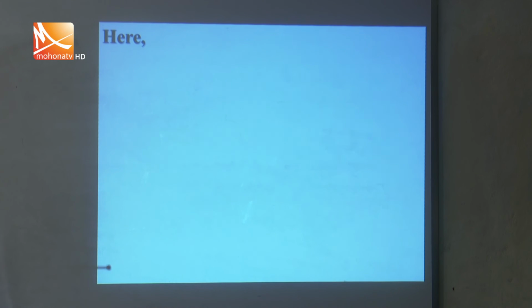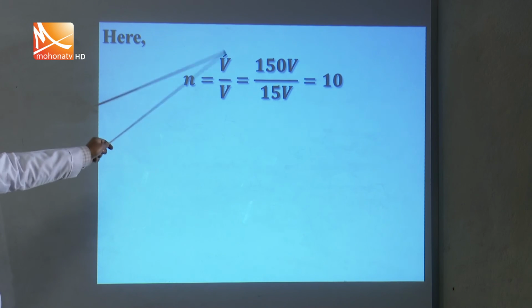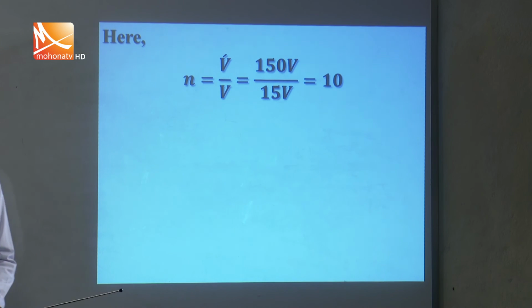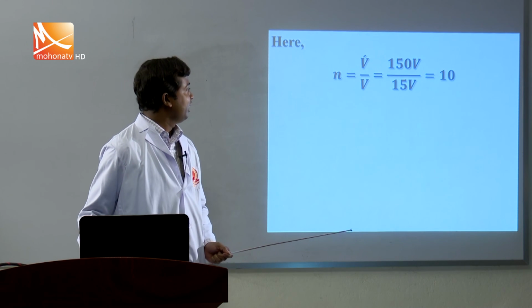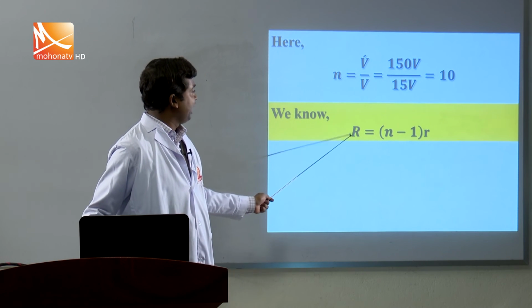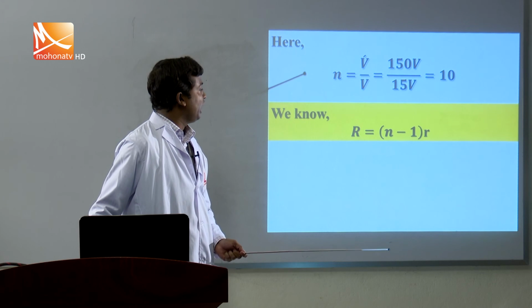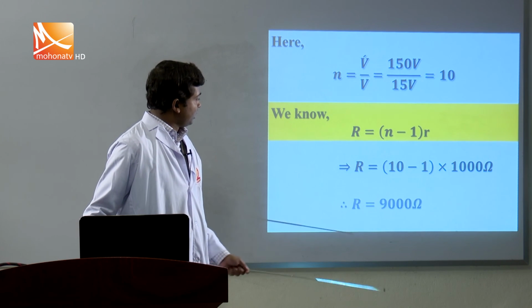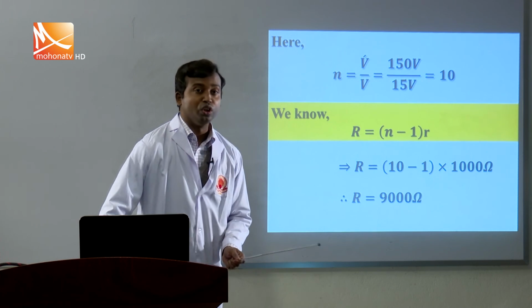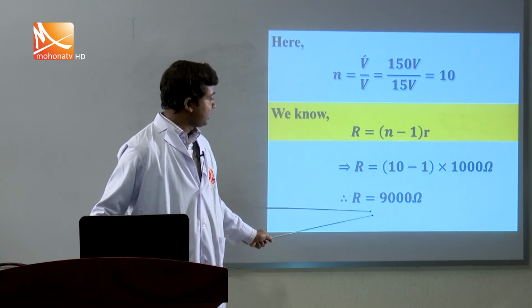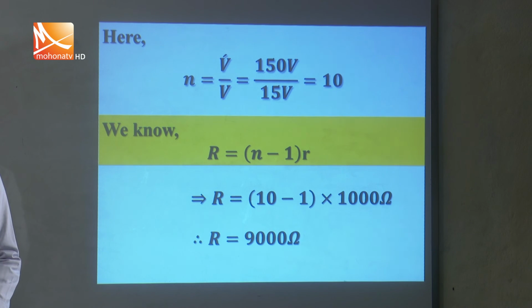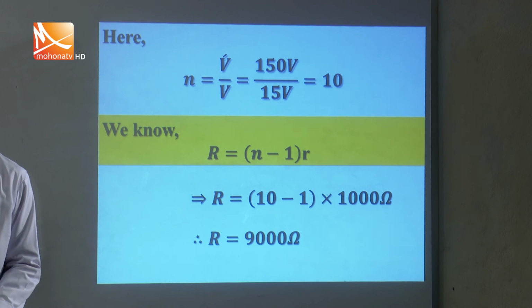Now, first you have to think of the range. This is the range for the galvanometer, and this is the extended range. These two ranges are the same as we did for the ammeter. Now, using the simple formula R equals (n minus 1) times r, putting the value of n and small r, you will get 9,000 ohm. So you can guess what a large amount of resistance has to be connected with the voltmeter in order to measure 10 times the potential difference.